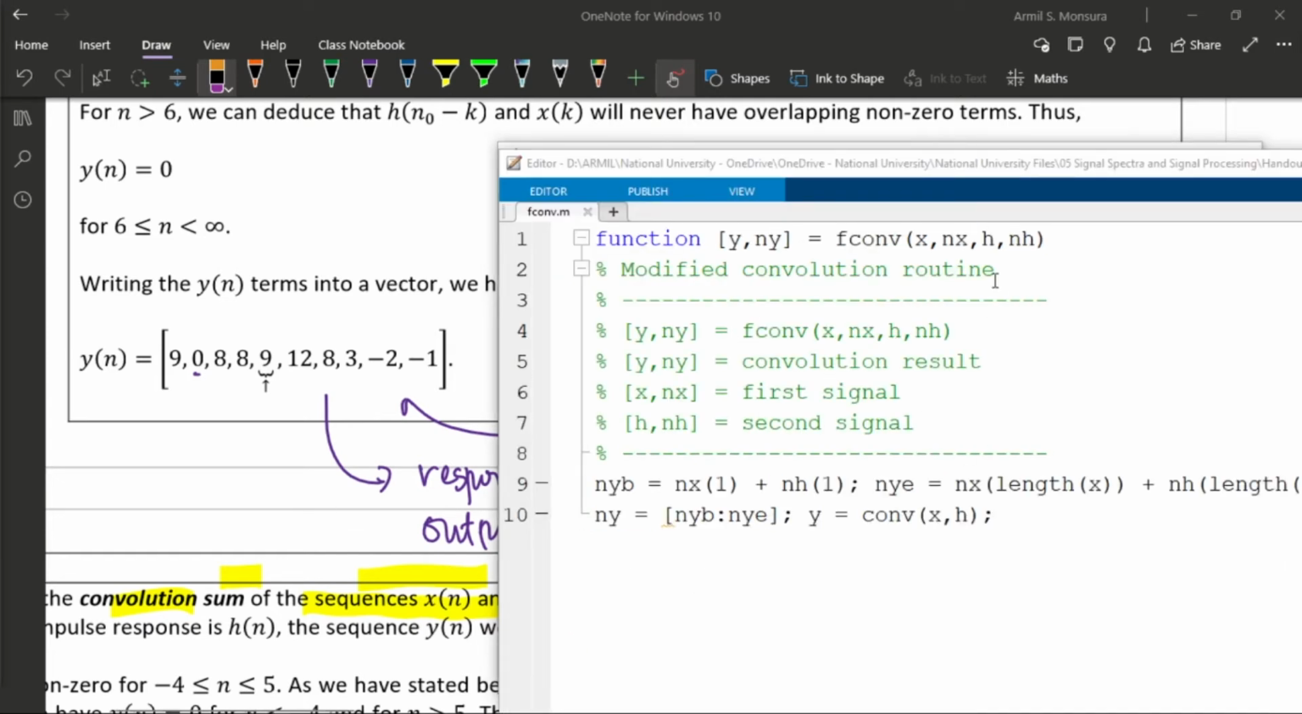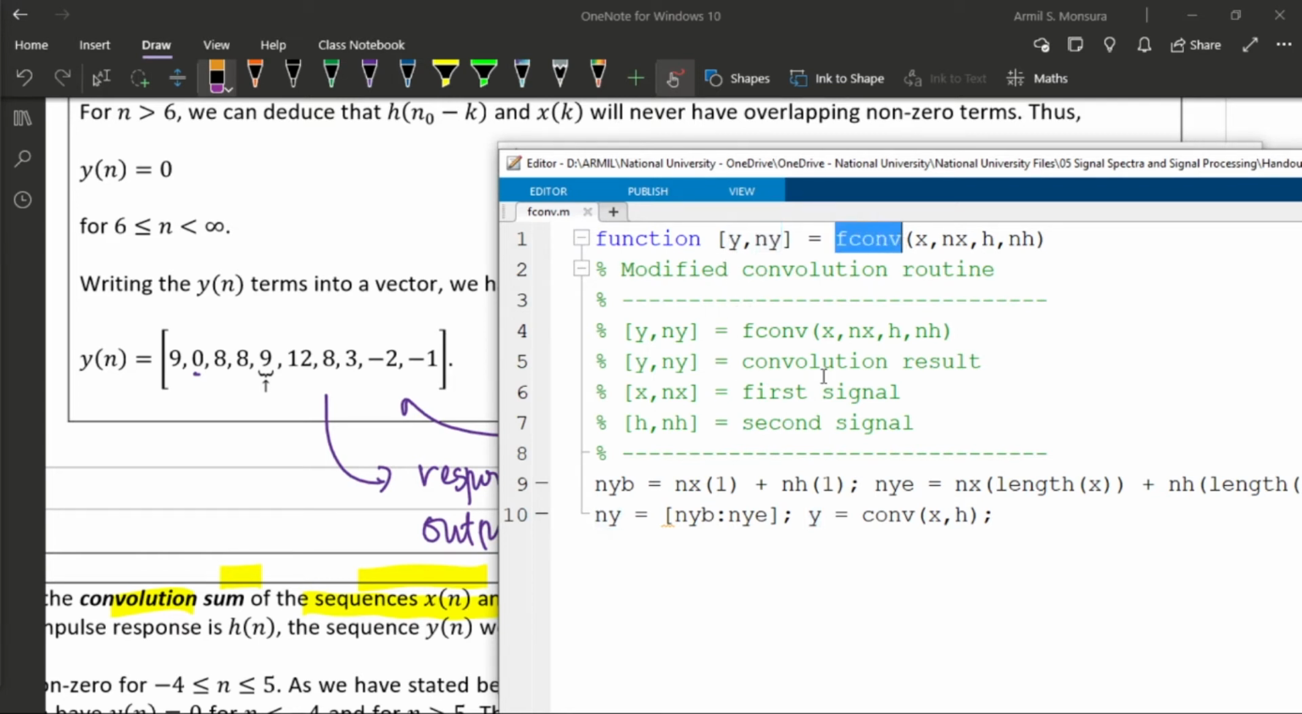FCONV. So, yung FCONV function natin, okay, requires four arguments. Okay? So, yung X natin is the row vector that represents your X. Tapos itong NX, yung kanyang vector that represents the time index of X. H naman, okay, is the vector holding the values for your sequence H. And then yung NH is yung vector representing the corresponding time index for your sequence H. Ang ibibigay sa atin nung function natin is the sequence Y, and yung time index vector nung sequence Y natin. So, ngayon, magkakaroon tayo ng idea kung ano yung time indices nung ating sequence Y.